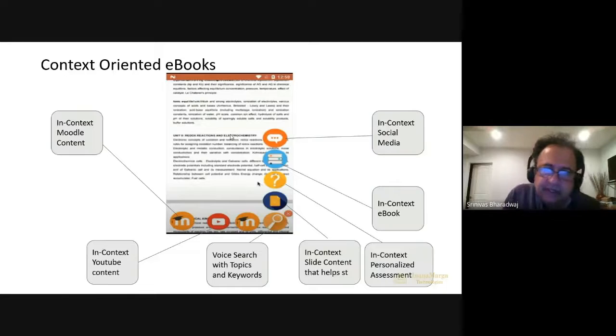Then when you bring up the textbook, you will get the same set of icons. Let me go over the icons. This Moodle icon is for when your school is affiliated with JnanaMarga and they have specific content; you can go and look at that content. That is also in-context content.